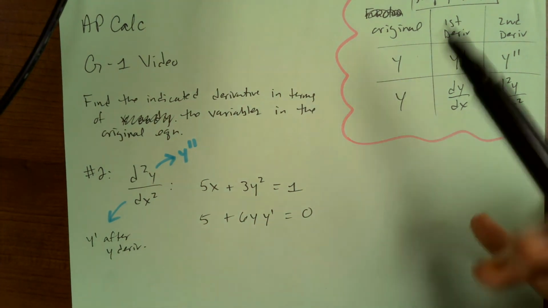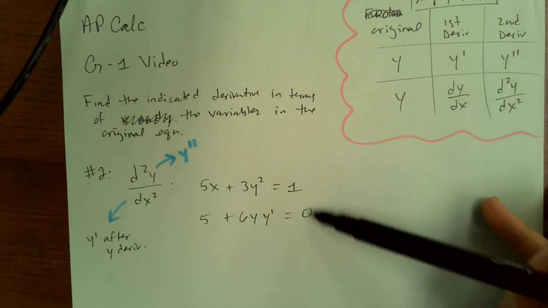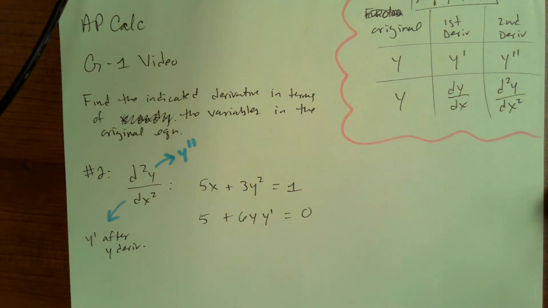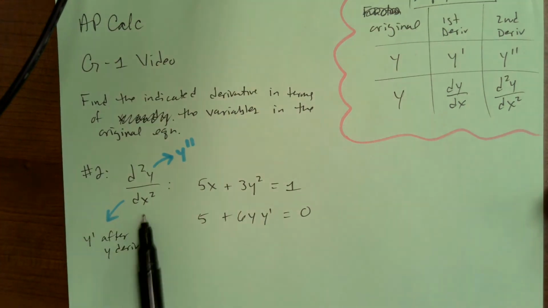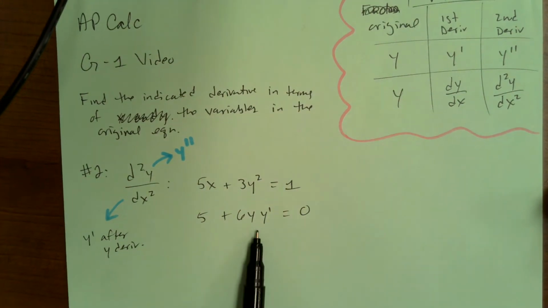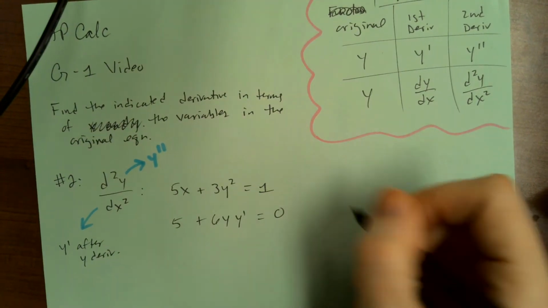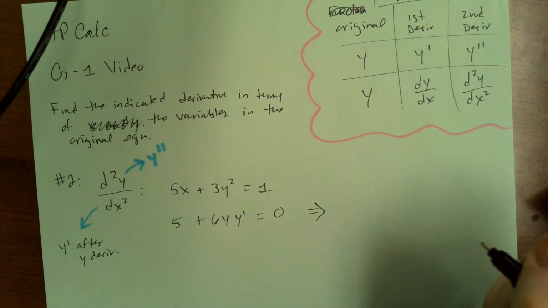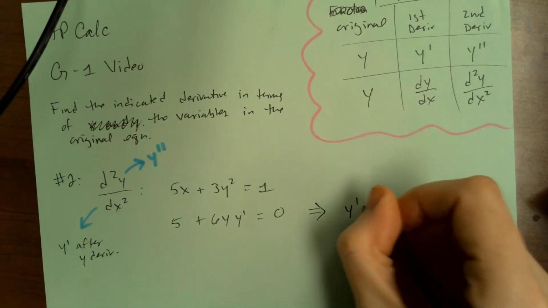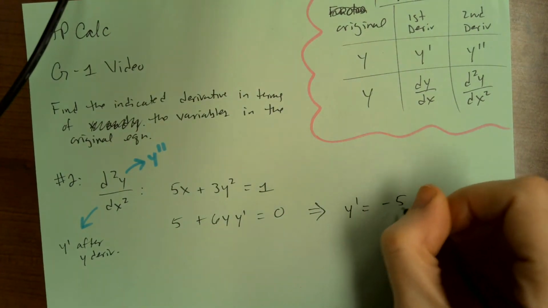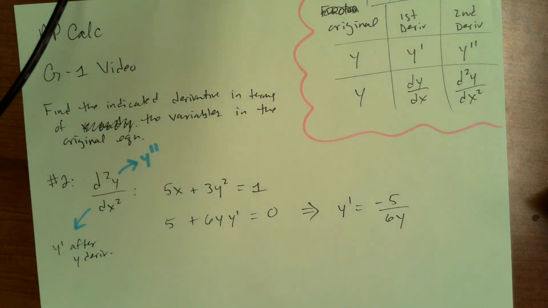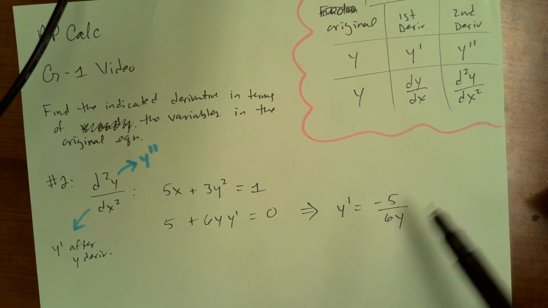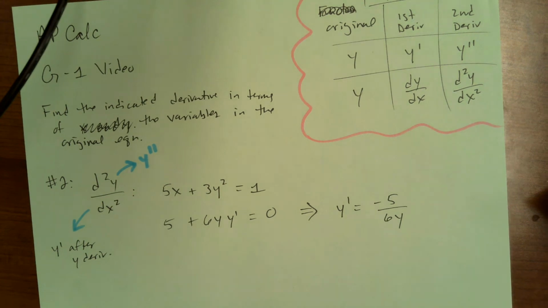It's a very common mistake, guys, that people will just bring down the constant and forget to take the derivative of it. So just be aware of that. Okay, so that is the first step in finding this. The second step is solving for y prime. So we get y prime is negative 5 over 6y. The third step is to take the derivative again.